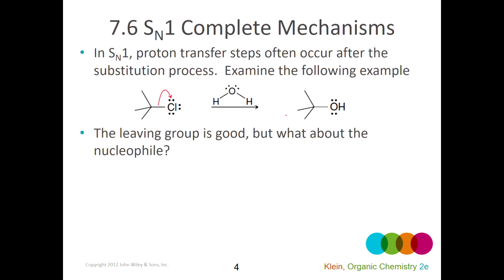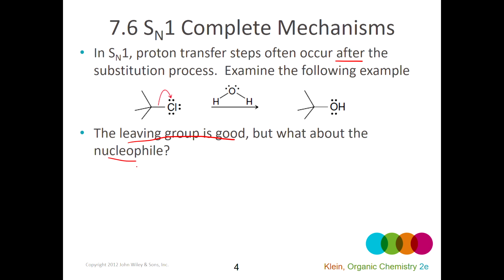Proton transfer steps can also occur at different stages in the mechanism. In this case, we see an example where it can occur after the substitution has happened. So let's take a look at this example. So here I have a pretty good leaving group. Cl can stabilize a negative charge much better than an oxygen because it's a much larger atom. It doesn't have nearly as much of a charge imbalance in its ratio of positive to negative charge. So here the leaving group is good.